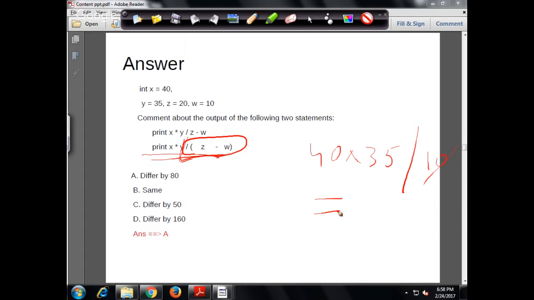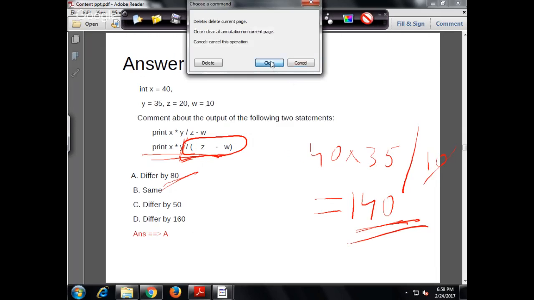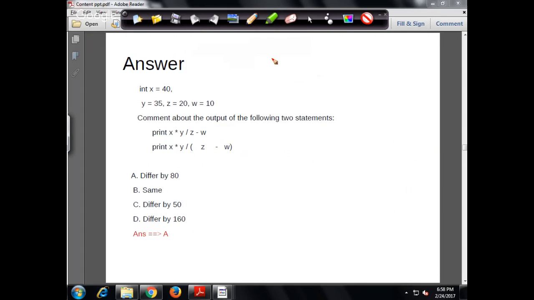Now the answer for this will be 140, right? Yeah, 140. So the earlier answer was 60 and now the answer is 140. So the difference is 80, and that is why the correct answer is A, which is 80. So I really hope you learned about the precedence, the way it works, from this particular question. Now I'm going to move to our next question.